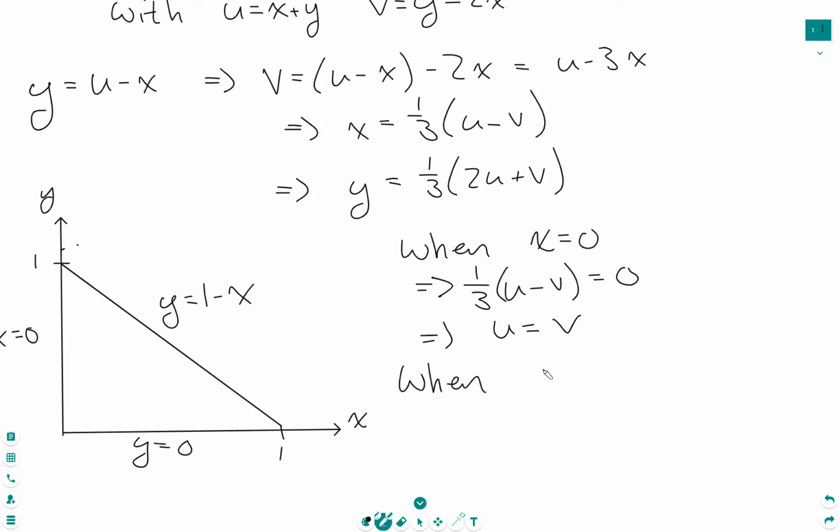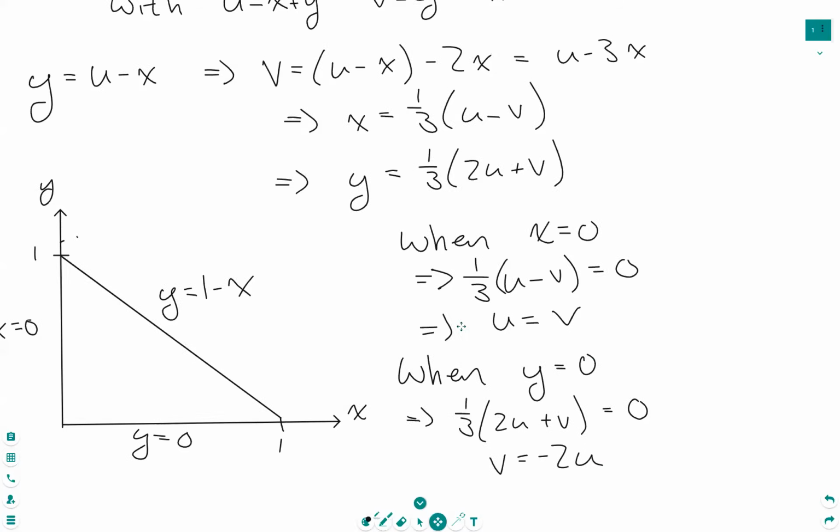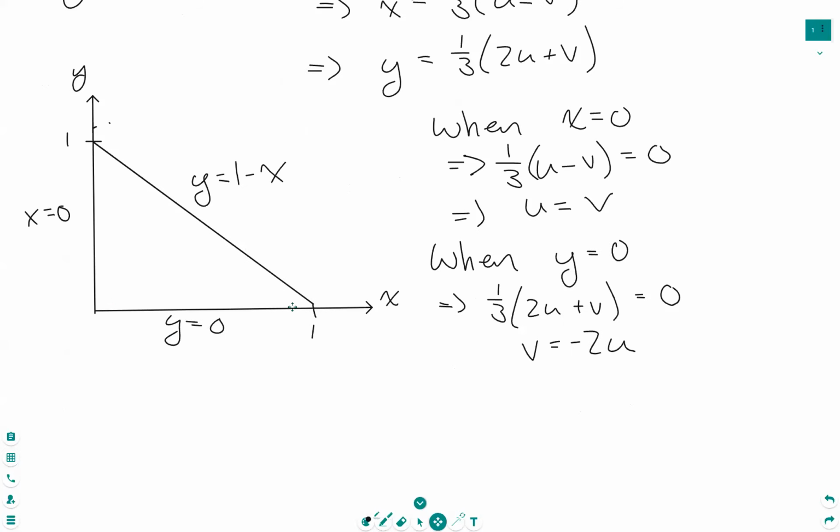Now, when y is equal to 0, I get that 1/3 of 2u plus v is equal to 0. So I can go ahead and solve for this. This means that v is equal to negative 2u. So that gives me a relationship for this edge here, y is equal to 0.